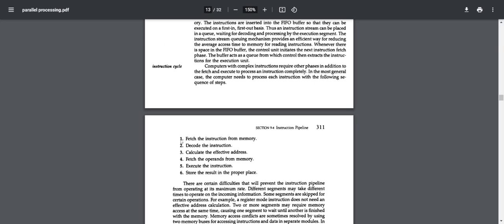So in an instruction execution cycle, the first step can be thought of as fetch. So we can call it instruction execution cycle, where the first step is fetch instruction, where the instruction is fetched into the processor from the memory. Okay, fine.